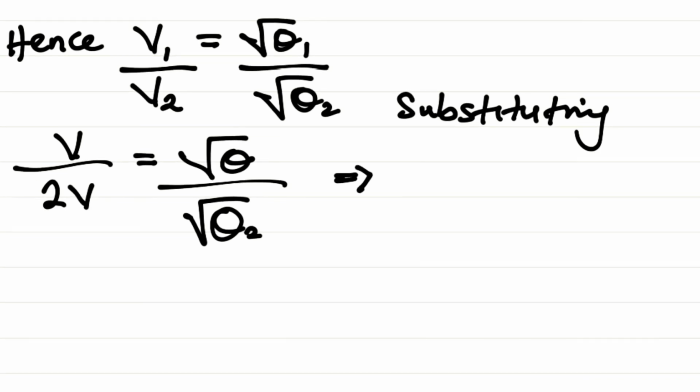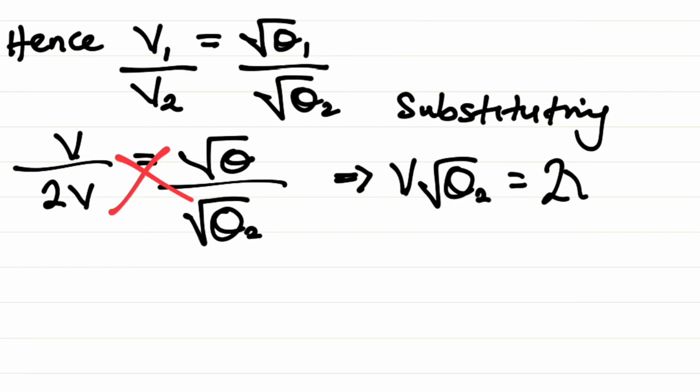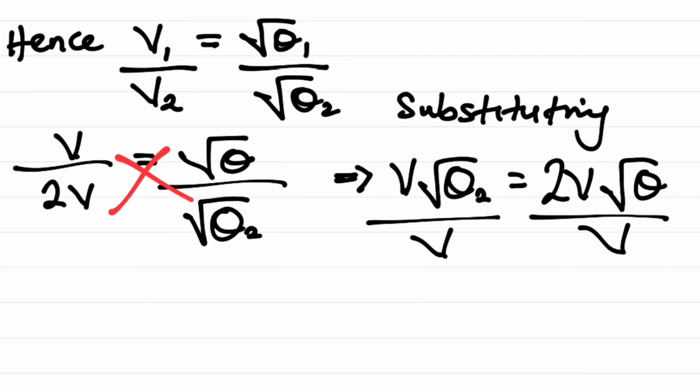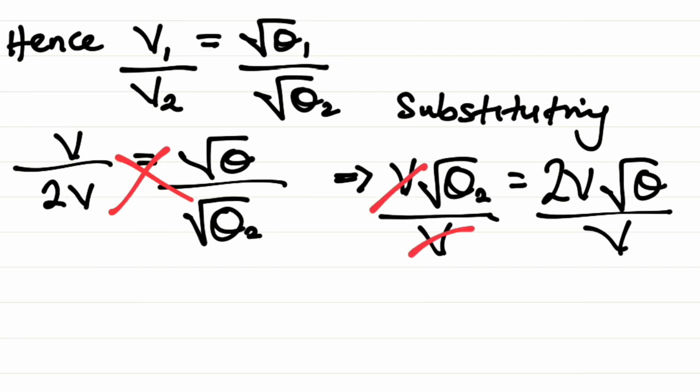Is that clear? So cross multiplying now, what are we going to have? If you cross multiply this, you now have v multiplying the square root of theta 2 is equal to 2v times the square root of theta. I hope you are following. So we are looking for theta 2. So let's divide through by v. If you do that, v will cancel out v.